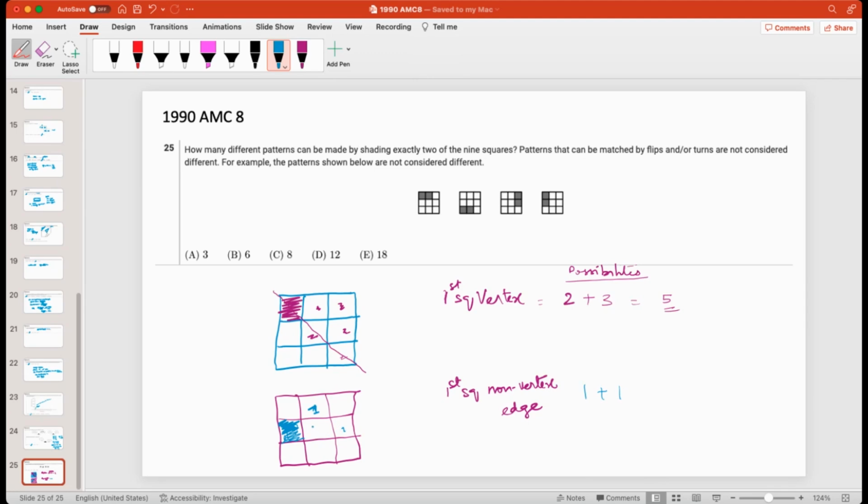And there is another possibility, which is a non-edge, which is this. Everything else is symmetrically duplicate. If this is there, nothing else can come. And the vertices are already covered, so 1, 2, 3, only three possibilities. Totally I have 5 plus 3, 8 possibilities. This is your answer, C, 8. Got it? I've just taken two cases, one vertex square and a non-vertex edge square. That's all.